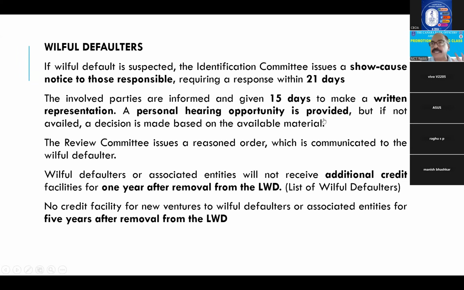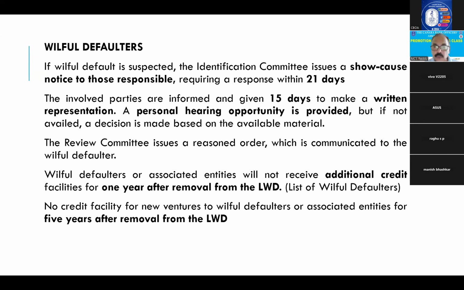This is the time period given by Reserve Bank of India, because RBI concentrates more on customer facilities, being customer service oriented. So here two facilities are offered to the customer before declaring a willful defaulter. Next, the review committee issues a reasoned order which is communicated to the willful defaulter. Once the person is declared a willful defaulter, two types of punishments are given.